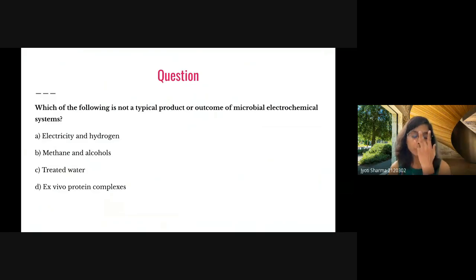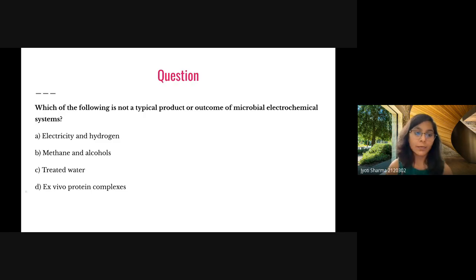Okay, so my next question is, which of the following is not a typical product or output of a microbial electrochemical system? And we have four options here: electricity and hydrogen, methane and alcohol, treated water, ex vivo protein complexes. You people are encouraged to give me the answer, and don't worry about the wrong answer because we will discuss, we will learn together. Okay, so Venkateshwara gave me D.